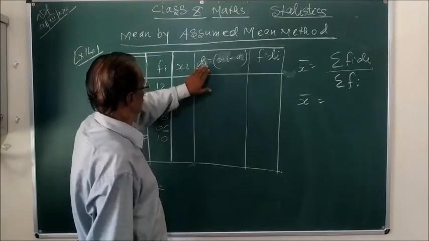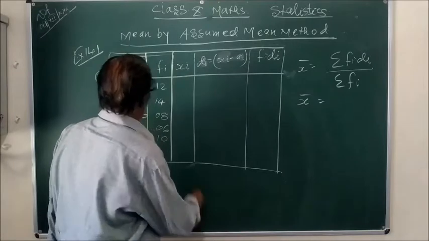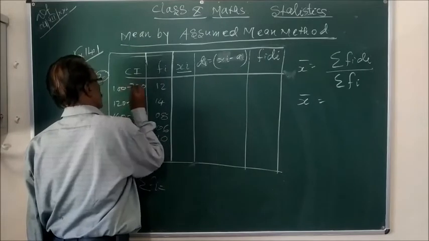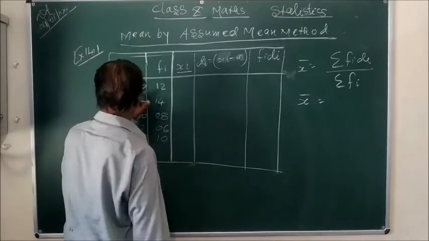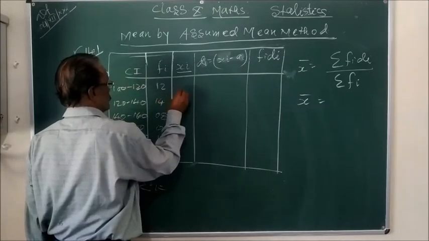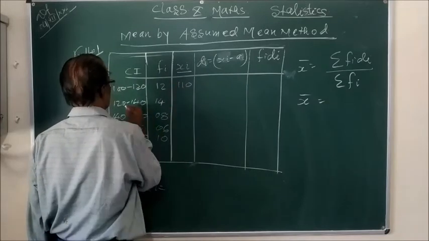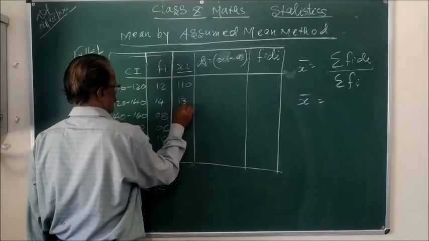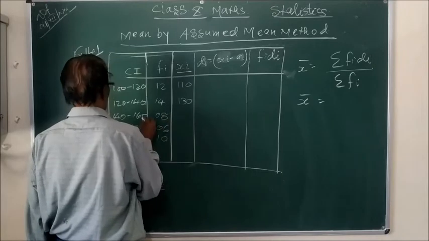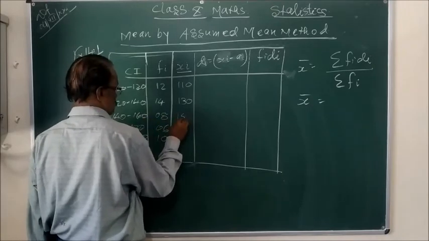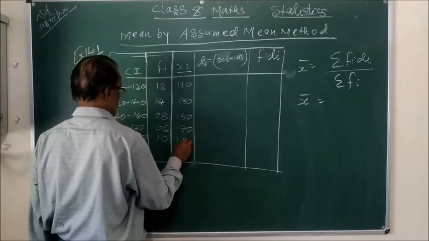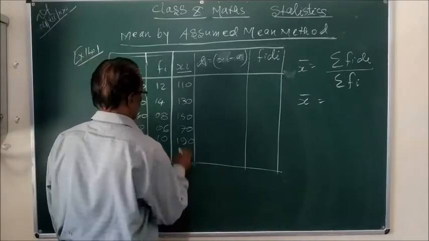First of all, you will find the deviation. And first you find the class mark, xi. I have already explained, it is the average of the lower limit and upper limit. For 100 and 120, 220 by 2, so this will be 110. Similarly you can find here, this will be 130, this will be 150, this will be 170, and this will be 190. So these are the class marks.